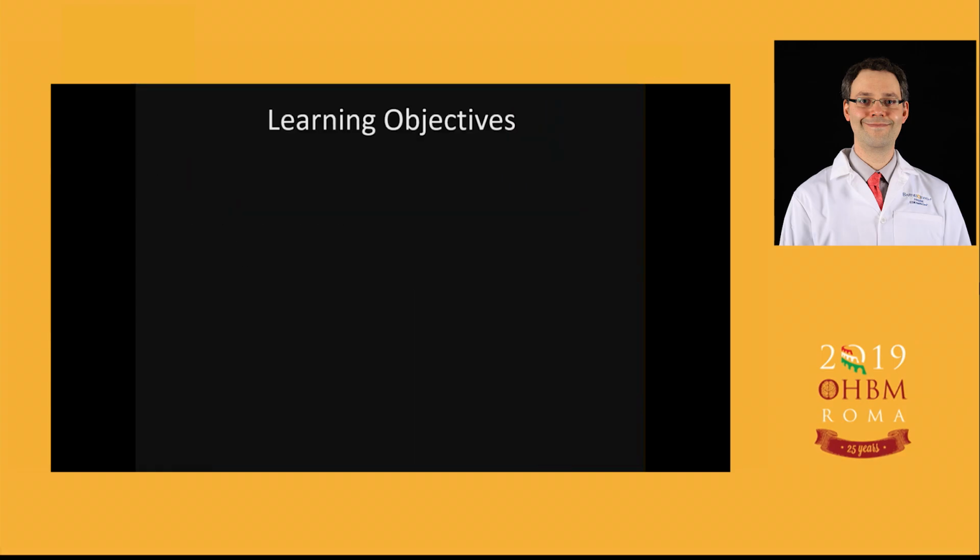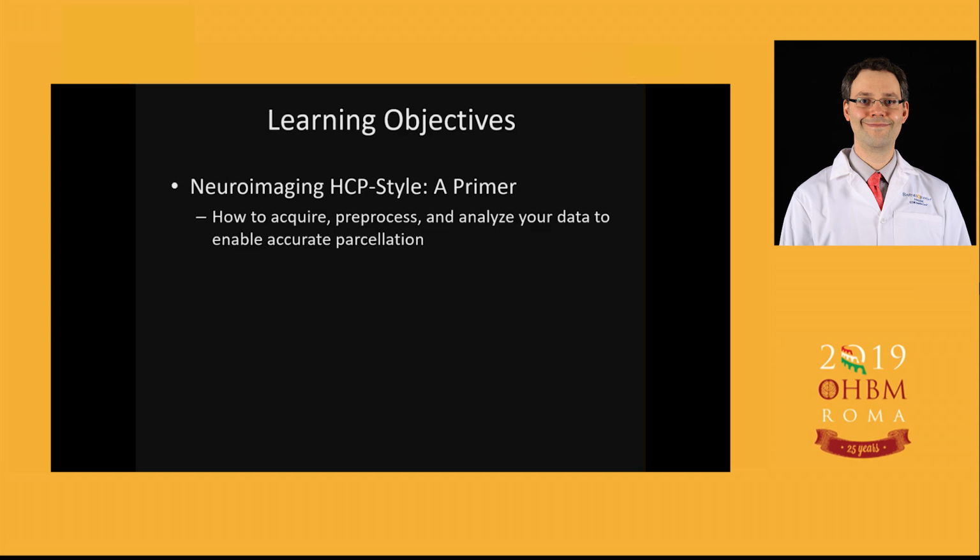So three main topics. First, I want to give those of you who don't know about surface-based processing and sort of what we more generally call neuroimaging HCP style, a little primer on that, basically how to acquire, pre-process, and analyze your data to enable accurate parcellation.